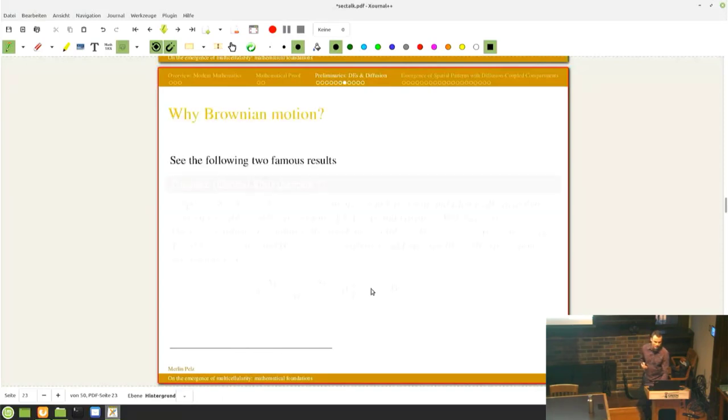But why is Brownian motion so important? This is what you may ask, this is just a mathematical construct, nobody really cares. Why should I care? The following two slides are maybe a little bit more involved, and therefore I will only tell you what the takeaways are in these slides.